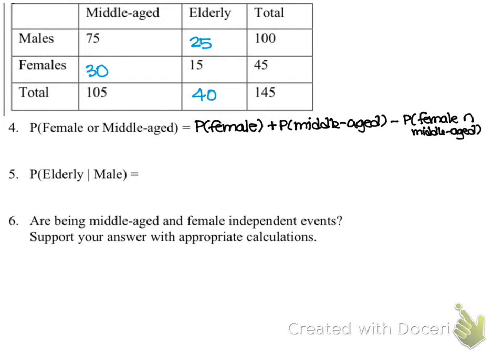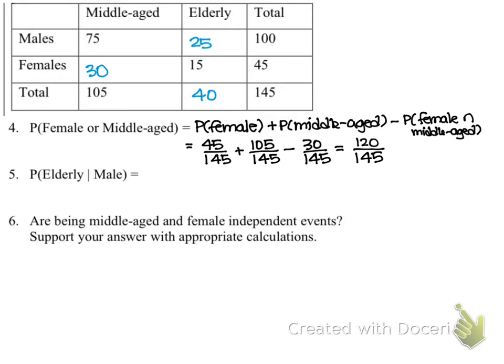Okay, so probability of female, where there are 45 total female out of 145 total people, plus probability of middle-age, there's 105 total middle-aged out of 145 people. But then remember, we've got that overlap that's been double counted. So middle-aged and female is going to be that 30 out of 145. What's nice about this is that our denominator is already the same, so we can keep the 145, and then we're just going to do the math on the top. So if we add the 45 and the 105, we're going to get 150, and then 150 minus 30 is going to give us 120.